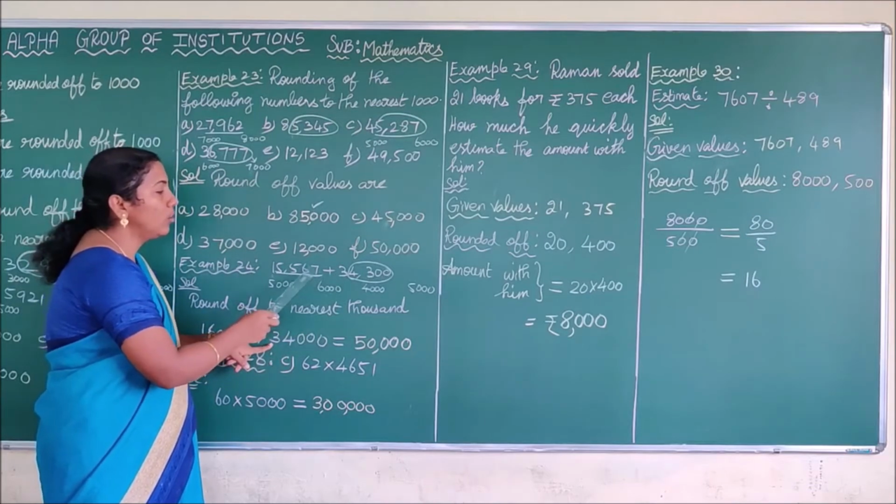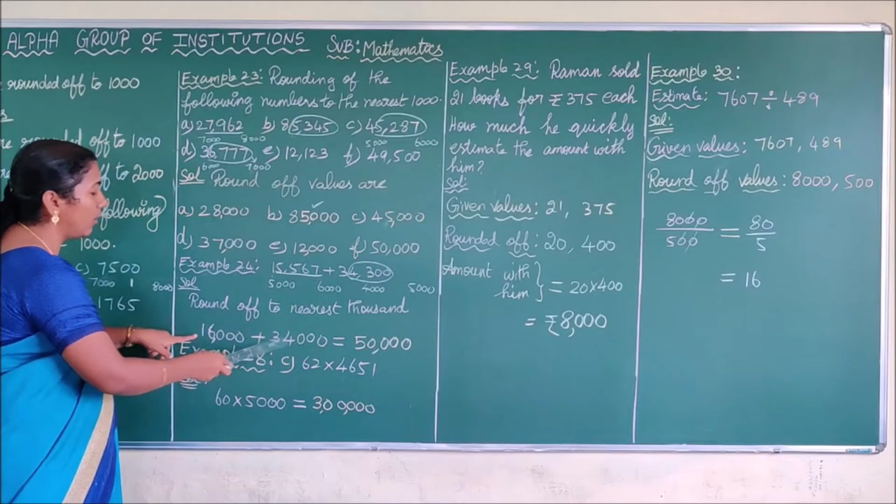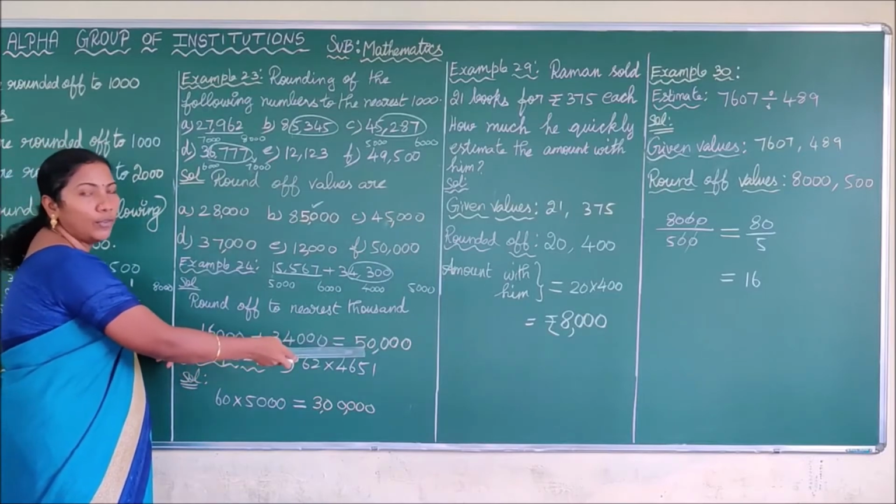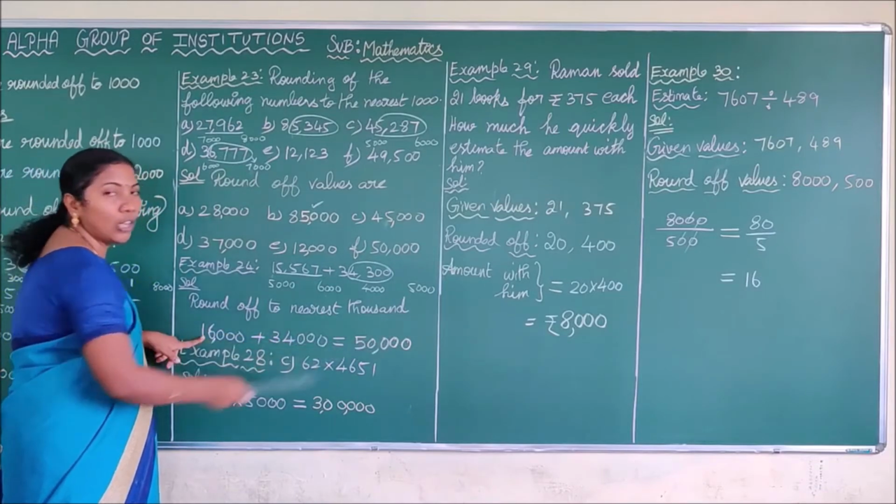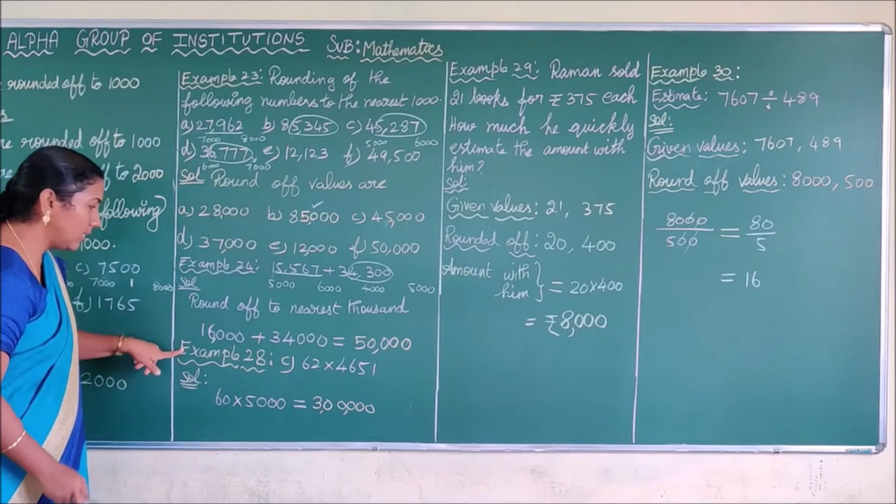And in the question they told to add this value. By adding these two values, it is 16 plus 34, you have 50. Thus your answer is 50,000. It's clear, children? See the next example 28.